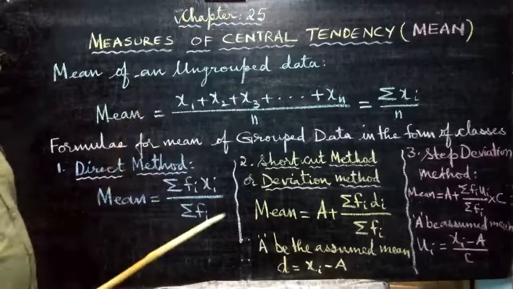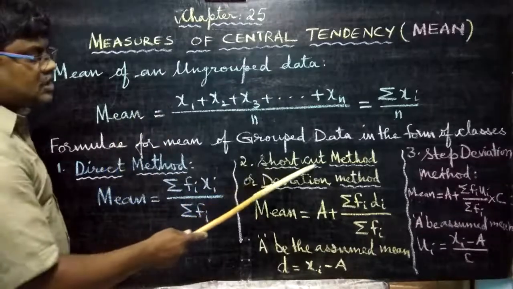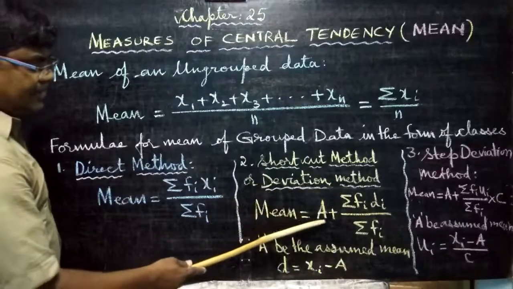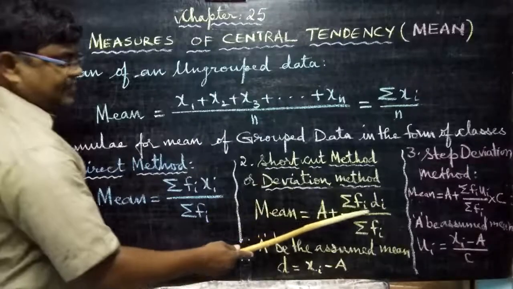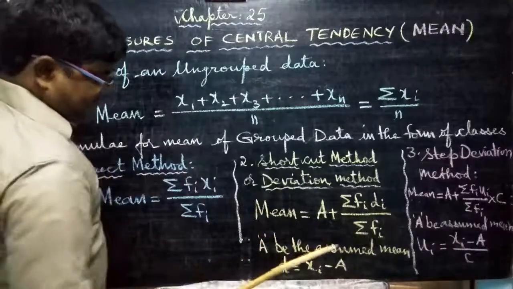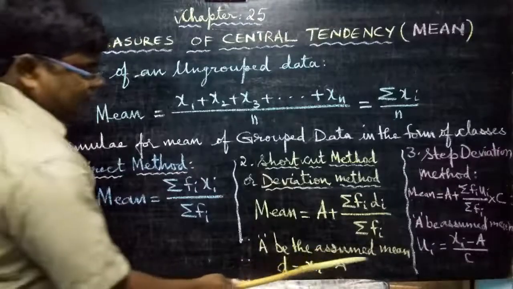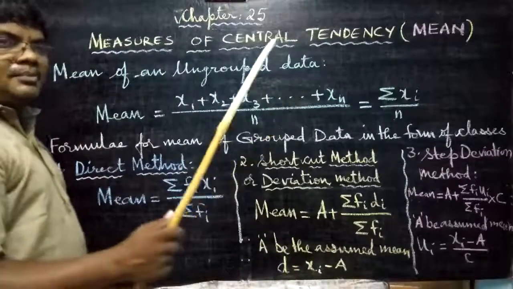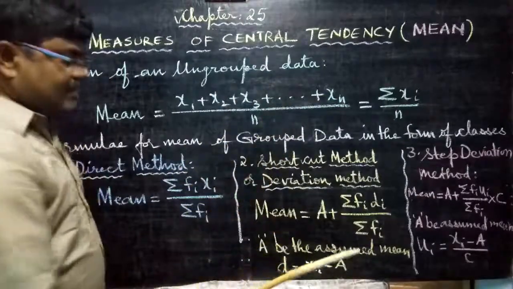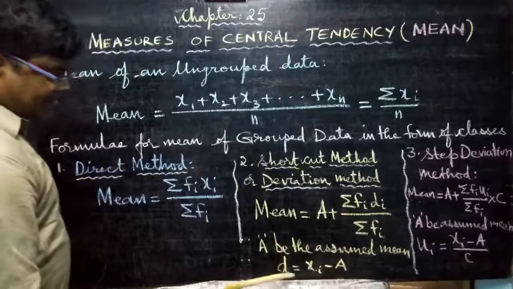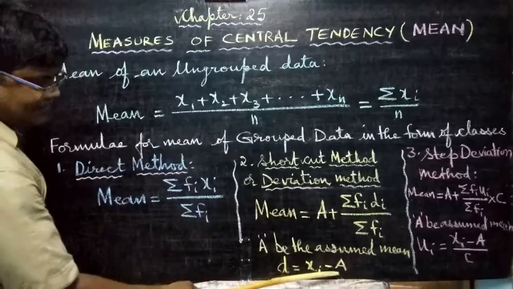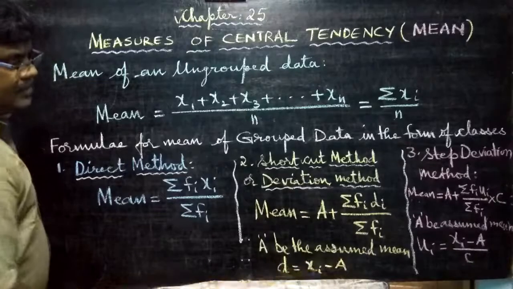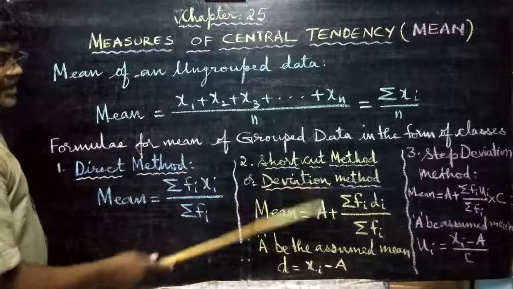And frequencies you know. Coming to the second method, shortcut method, or deviation method: mean is equal to A plus sigma fi di by sigma fi. A means assumed mean. Among the mid values, one we will assume and call it A. And d we are going to find from xi minus A, that is, mid value minus assumed mean. While doing problems, you will understand more.